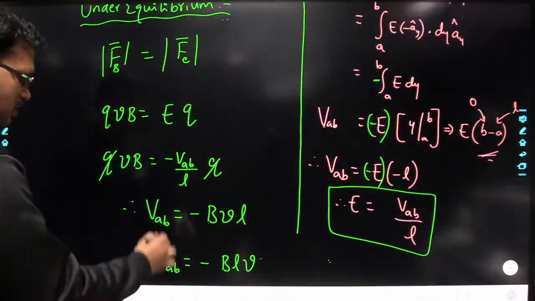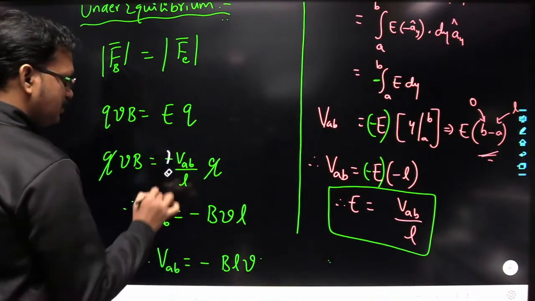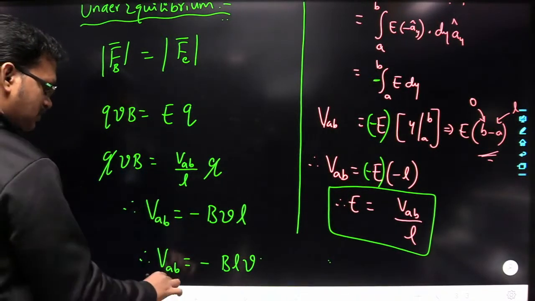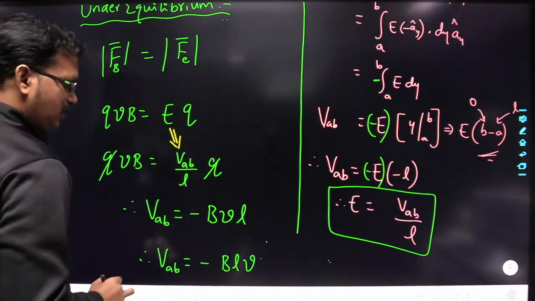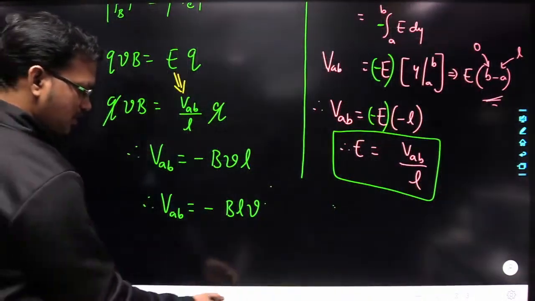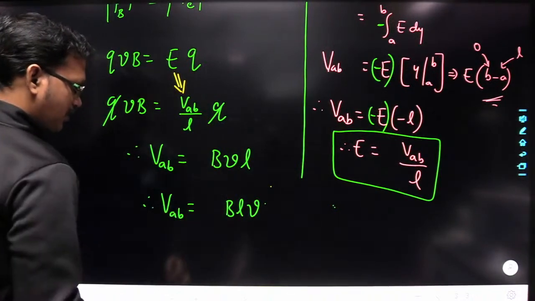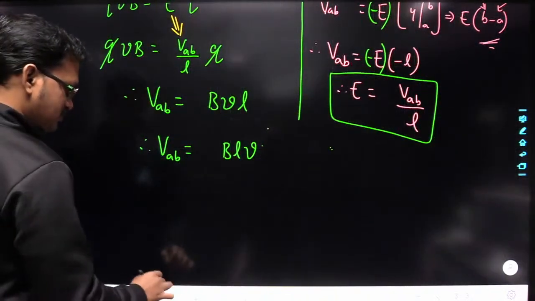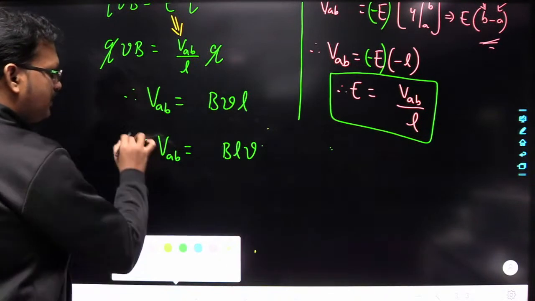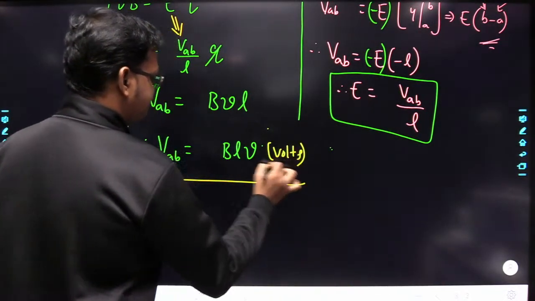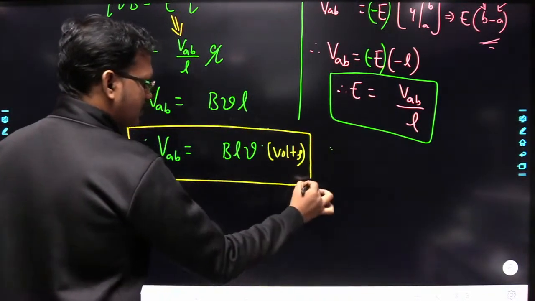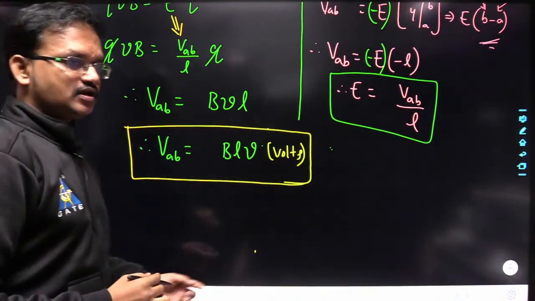Now here replace E with VAB by L. So you will get positive here. You have to get positive, right? So VAB is equal to BLV volts. This is the expression we got.